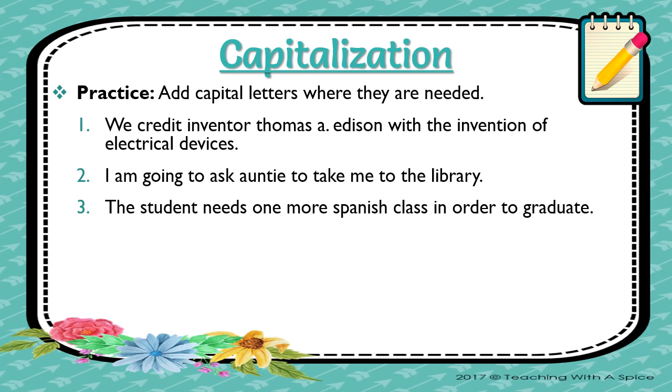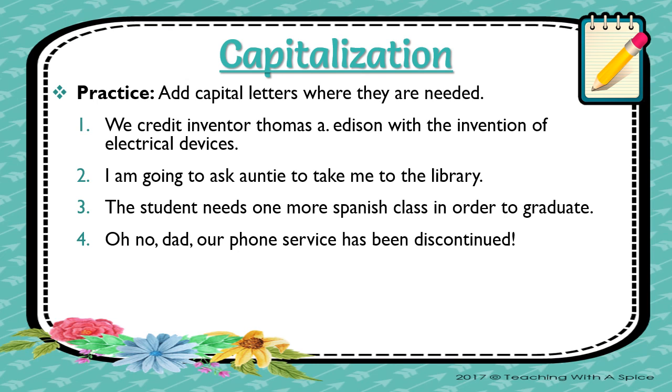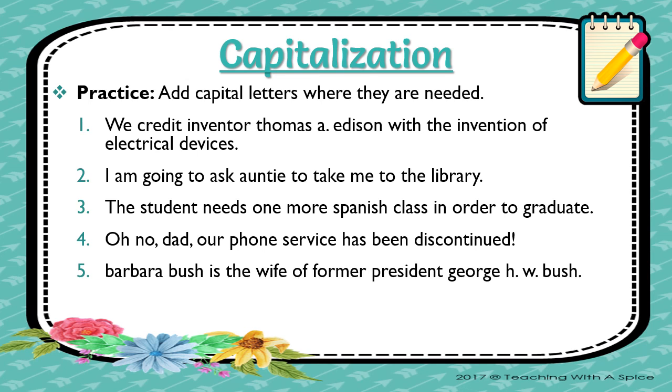Number 3, the student needs one more Spanish class in order to graduate. Number 4, oh no, Dad, our phone service has been discontinued. Number 5, Barbara Bush is the wife of former President George H.W. Bush. And number 6, my dad refuses to install cable television. All right, pause the video and rewrite those sentences. I'm going to go on to the answers right now.